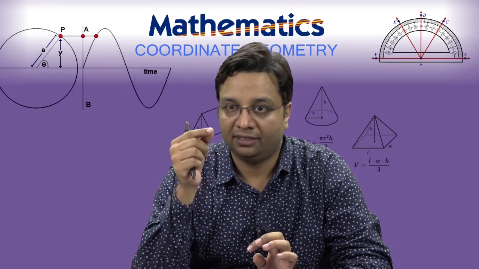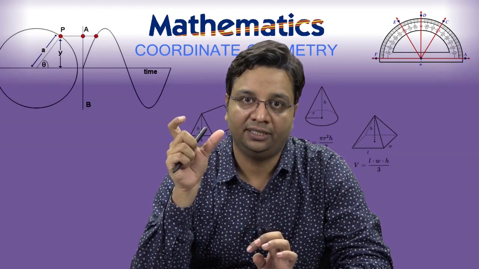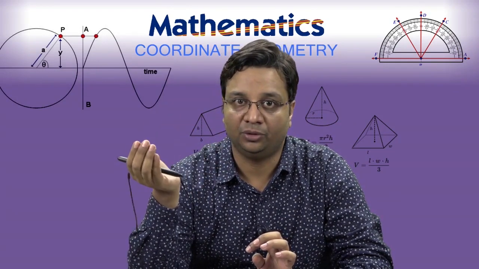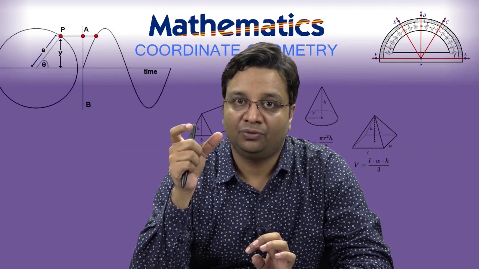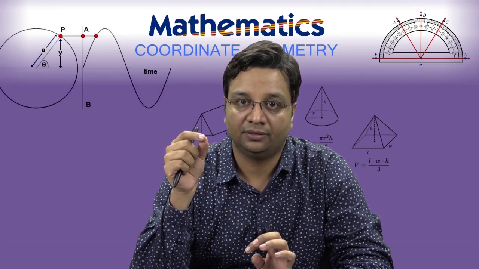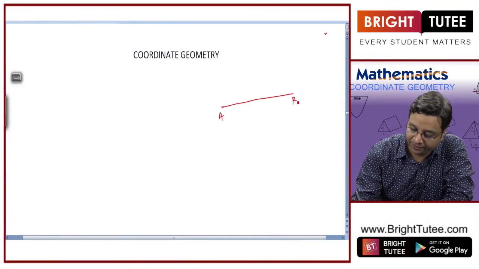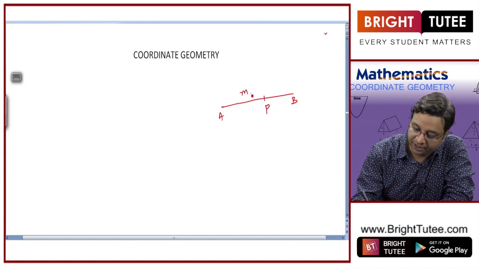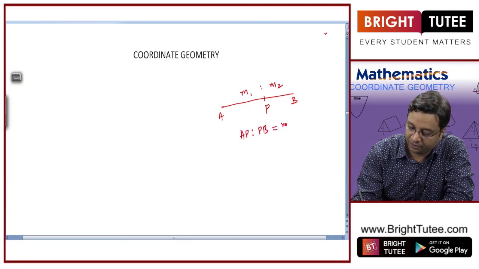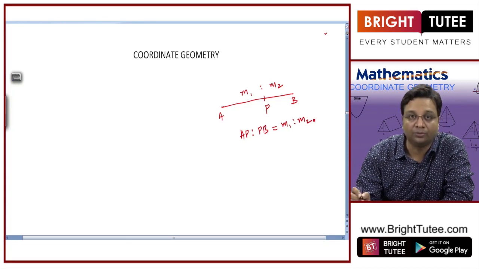What is the section formula? Let us say there is a line segment and a point cuts this line segment into two parts in a ratio m1 is to m2. Now we will have to find the coordinates of this point. Let us say there is this line AB, and a point P which cuts this line in a ratio m1 is to m2. So AP is to PB is equal to m1 is to m2.